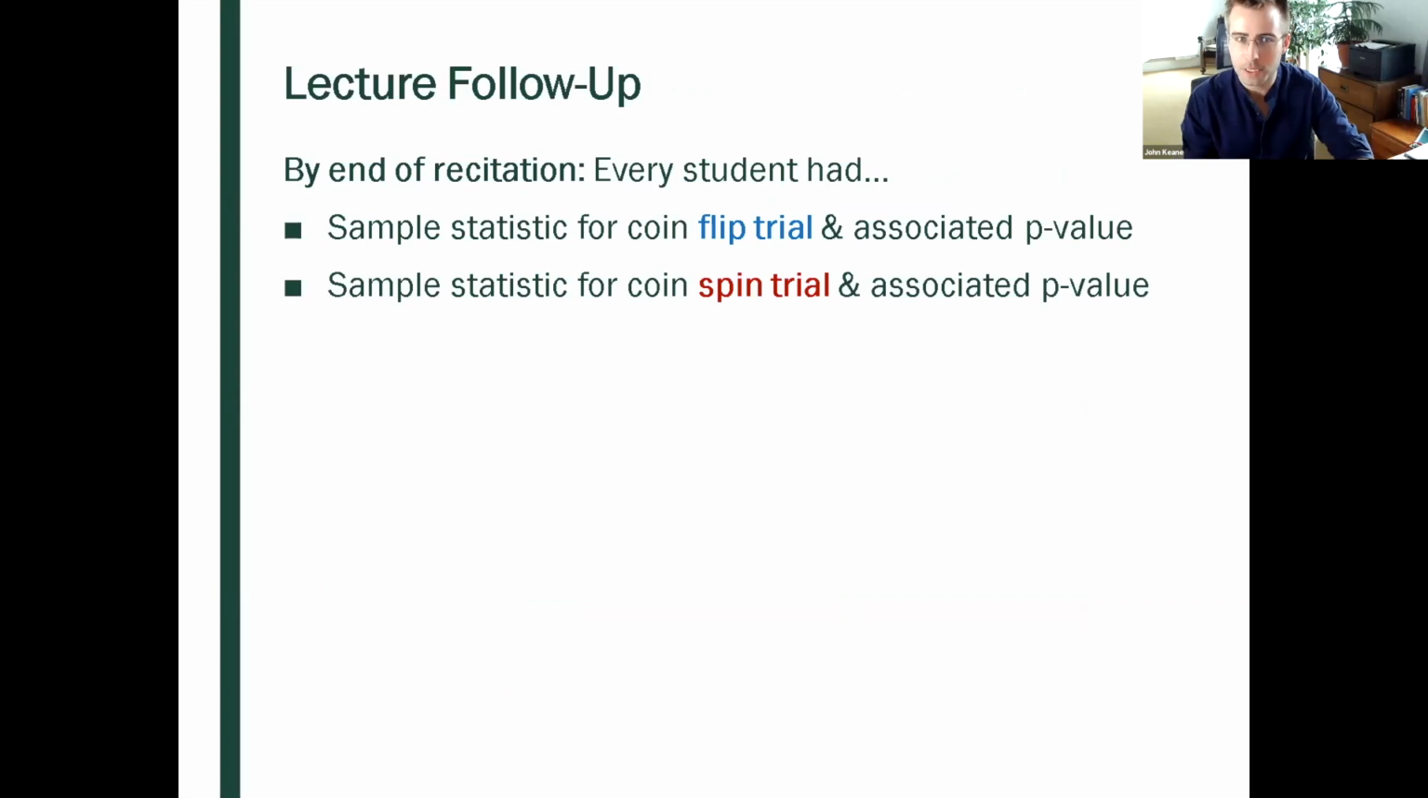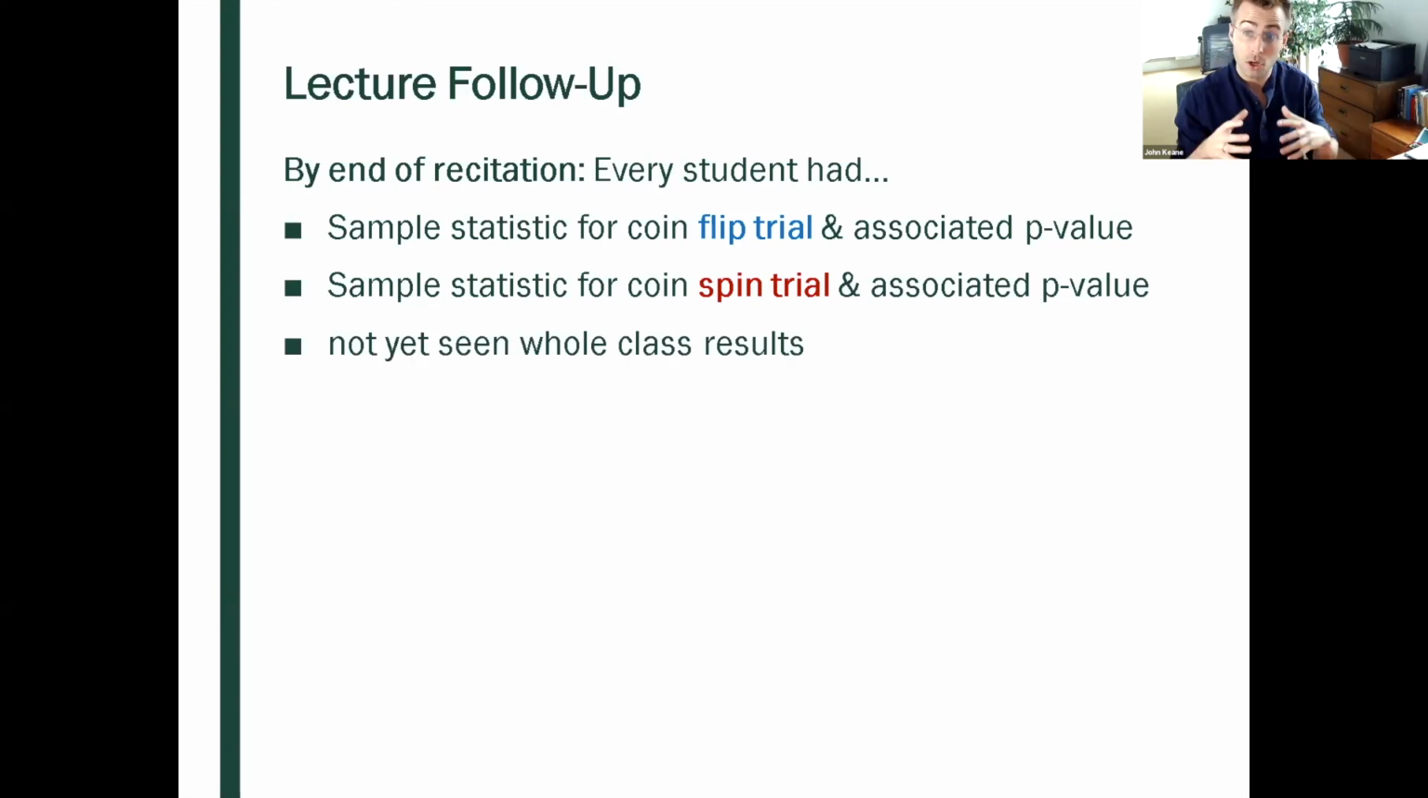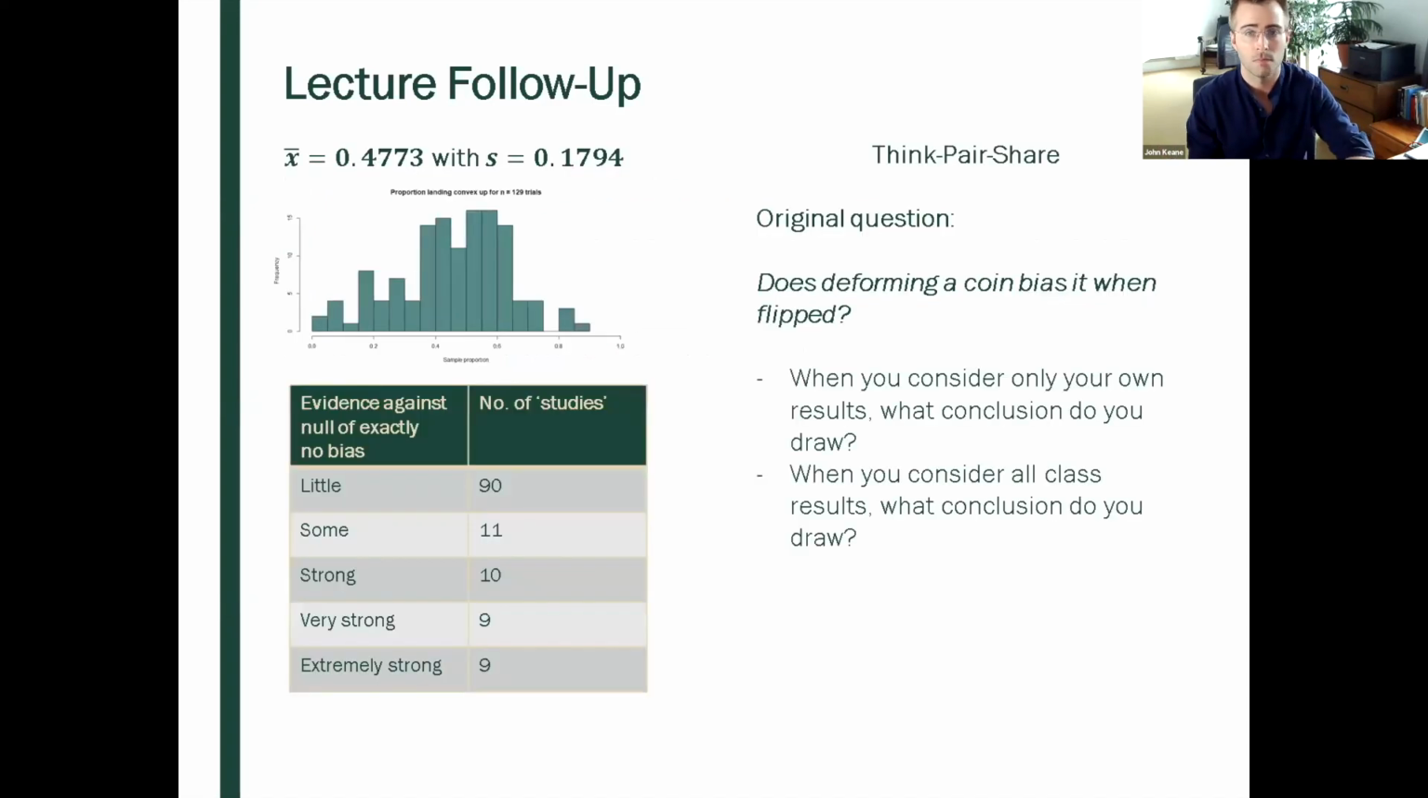And so at this point, by the end of recitation, every student had a sample statistic for the flip trial they had done, along with a sample statistic for the spin trial they had done. However, they had not yet seen the whole class results that we've been looking at over the past couple slides. When they returned to our large lecture hall, again, sitting all 130 of them together, we asked them to write out some responses.